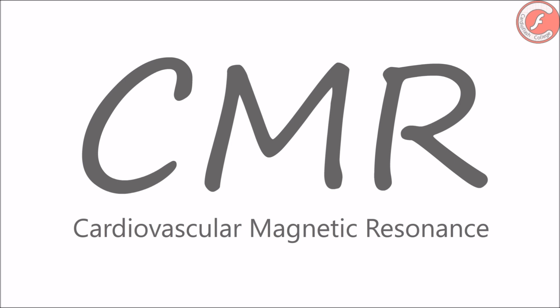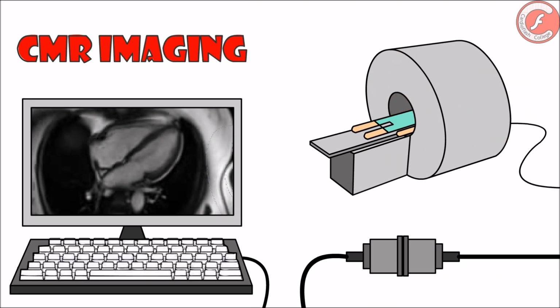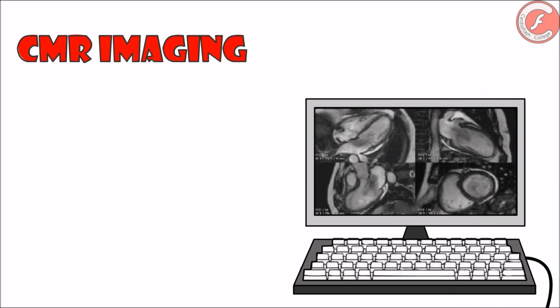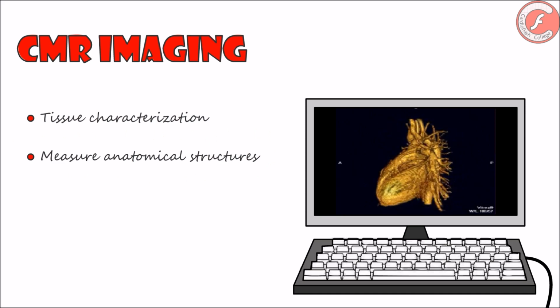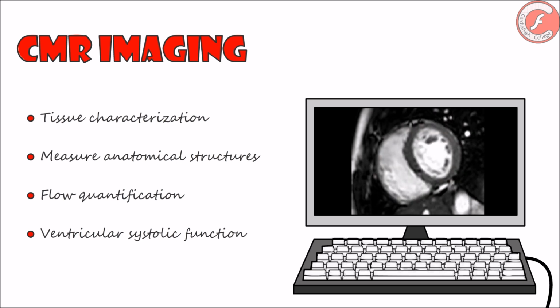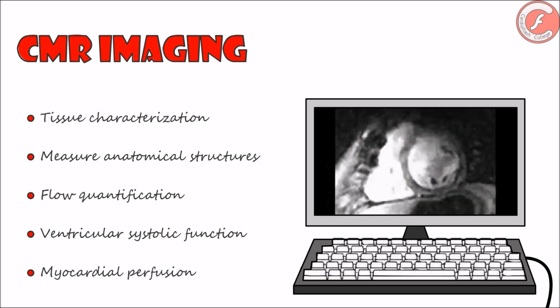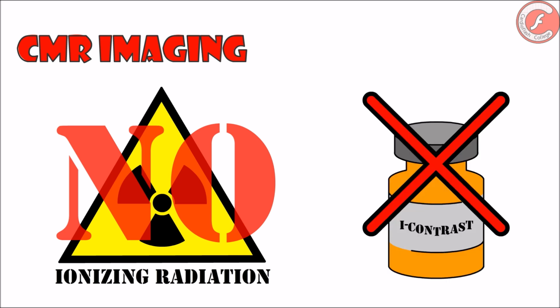As you know, cardiac magnetic resonance imaging, also known as cardiovascular magnetic resonance or CMR, is a non-invasive imaging technique that allows us to accurately study the structure and function of the heart, as well as other cardiovascular structures. This allows us to characterize tissues, measure anatomical structures, quantify flows, analyze the contractile function of the ventricles, and evaluate myocardial perfusion, among other things. And all this without using ionizing radiation or iodinated contrast media.